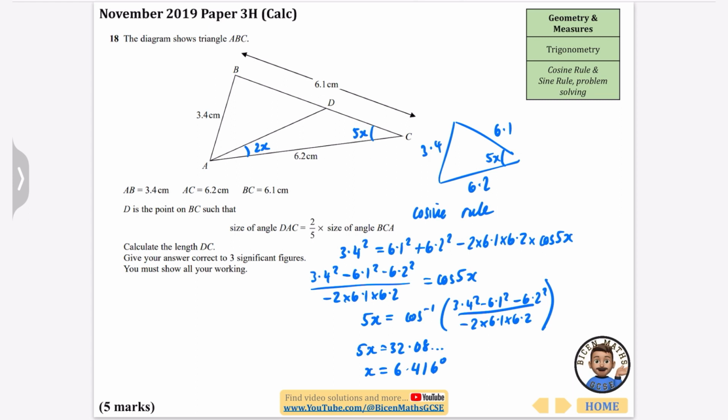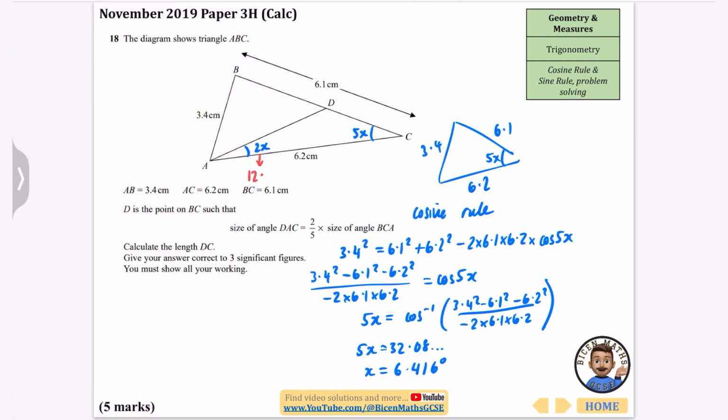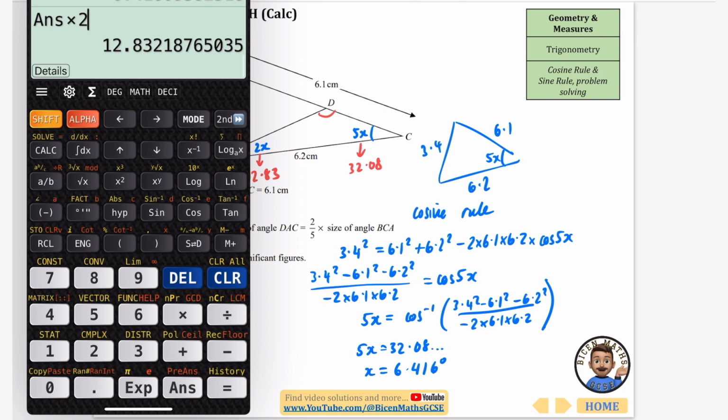So I now want to find out what the length of DC is. Well, I think I might need to find out what these angles are. So this is 2x. I'm going to say that 2x is double that one that I've got on my calculator. So let's multiply that by 2. That is 12.83. So this is 12.83. The 5x I can find out as well. I think I've actually got the 5x. It was down here as 32.08. And then I can find out what this other angle at the top is as well by doing 180 minus 12.83 minus 32.08. So the one at the top is 135.09.